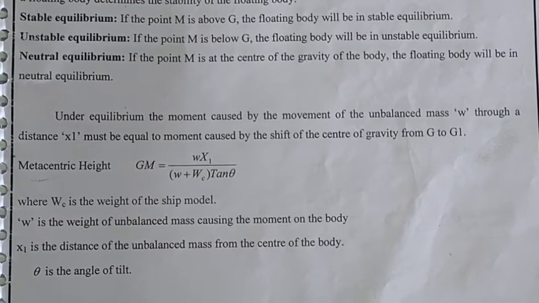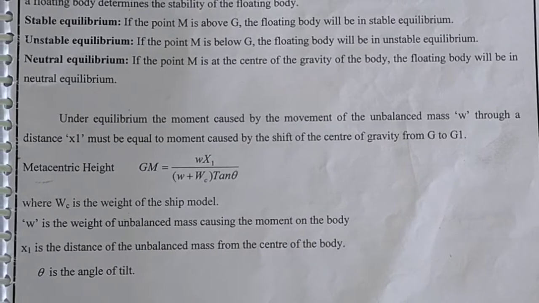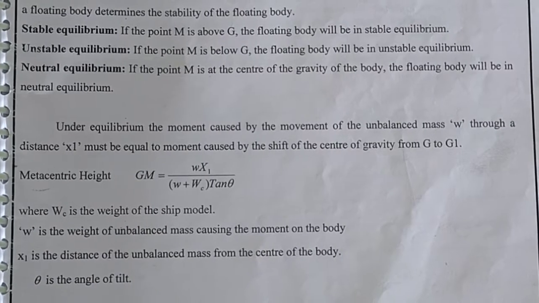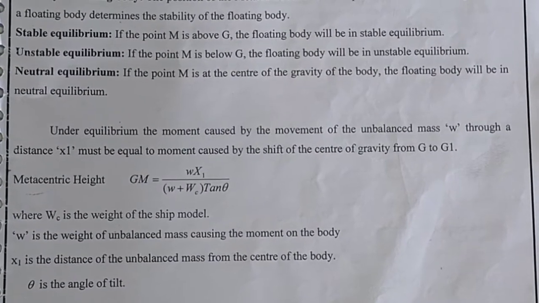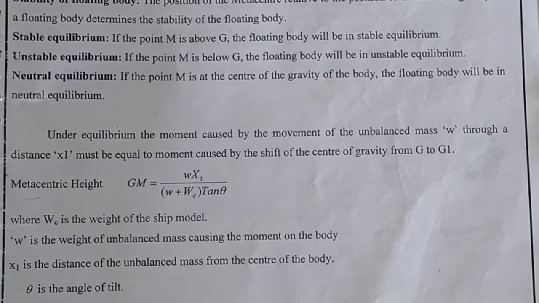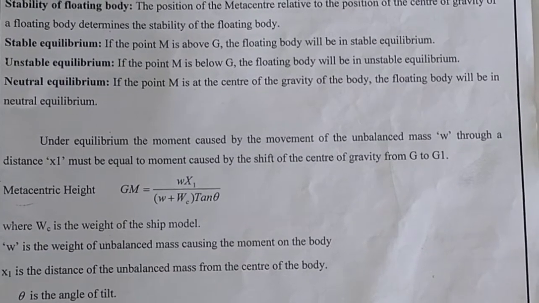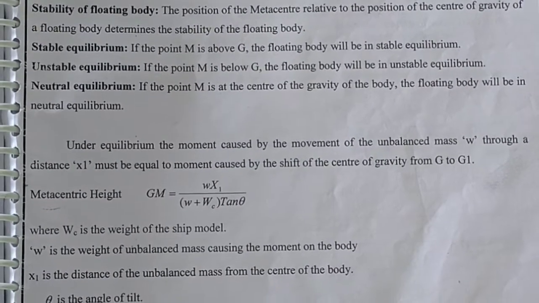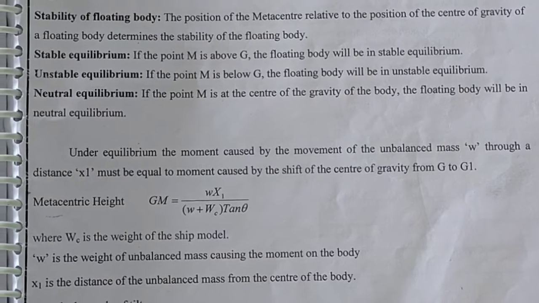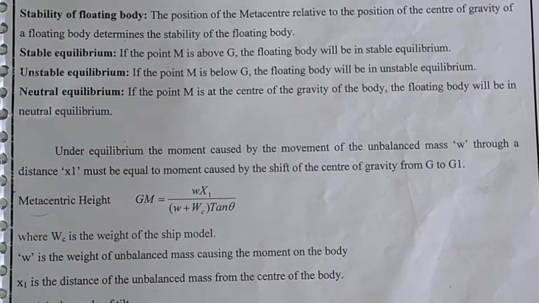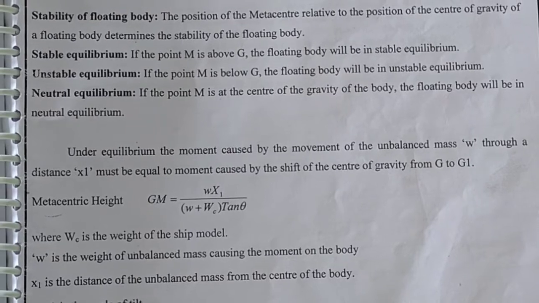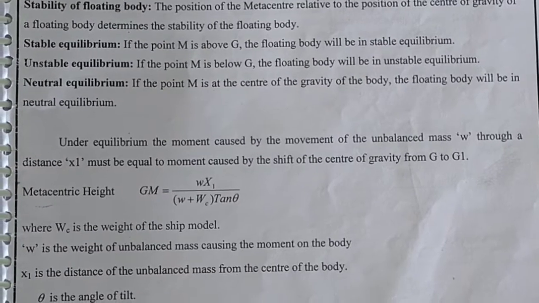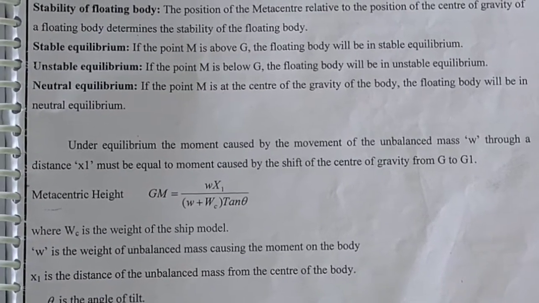There are three equilibrium conditions for a floating body. Number one, stable equilibrium condition, in which the metacenter point M is above G. Second, unstable equilibrium, in which the metacenter point M lies below the center of gravity. And for neutral equilibrium condition, the metacenter M lies at the center of gravity. The distance between metacenter and center of gravity is known as metacentric height, which is represented by GM.